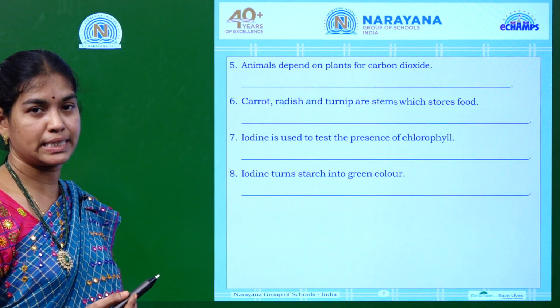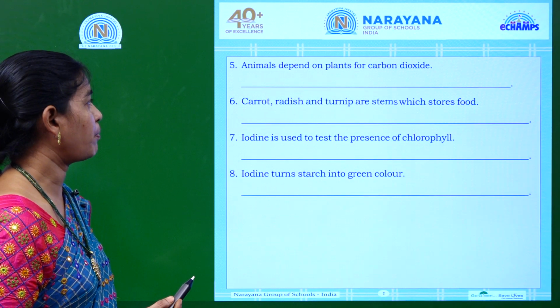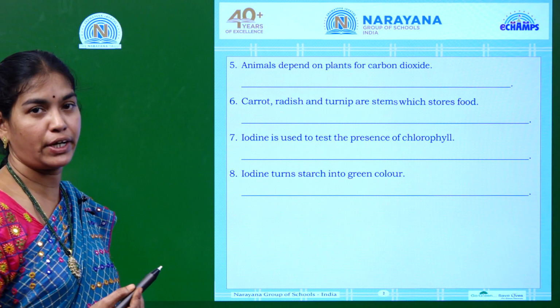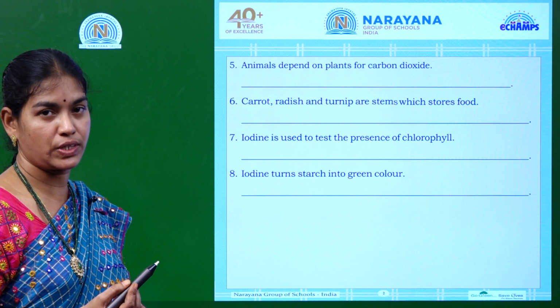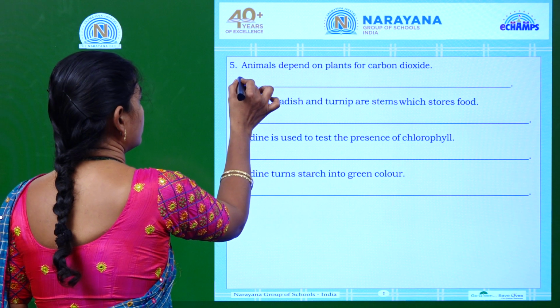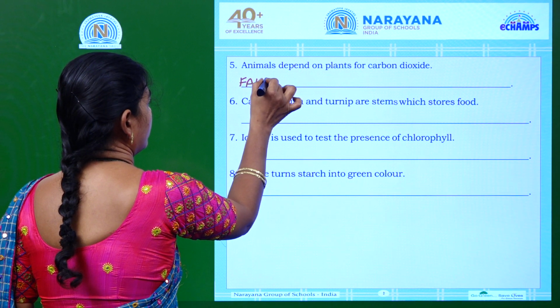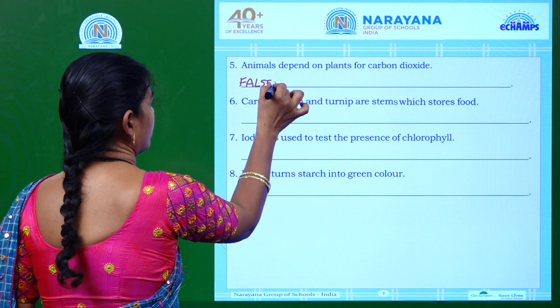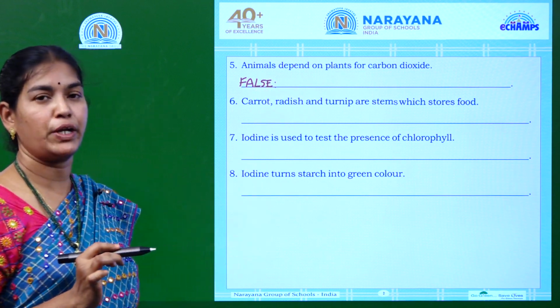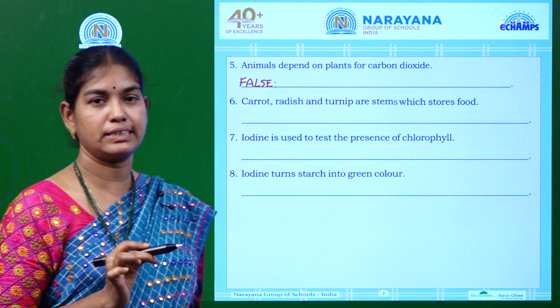Next, coming to the next bit: animals depend on plants for carbon dioxide. This is a false statement. Animals depend on plants for oxygen is the correct statement.